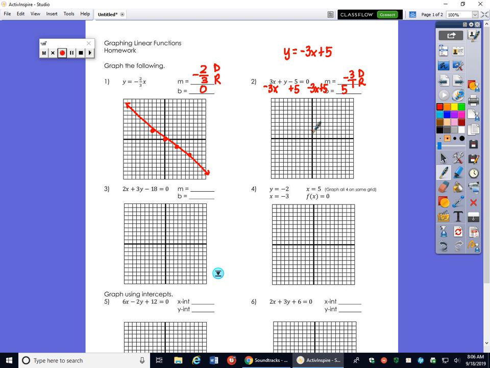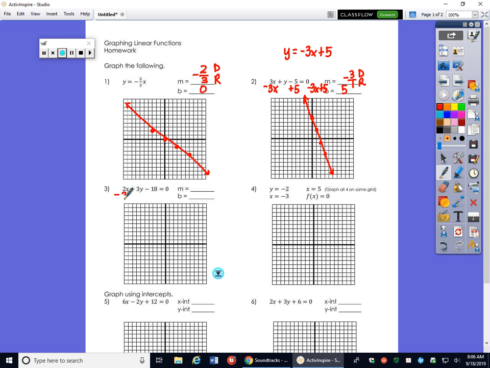So we're going to begin at 5, and we're going to go down 3 and to the right 1. Down 3, right 1, down 3, right 1. There's our line. Number 3, we need to solve for y again.